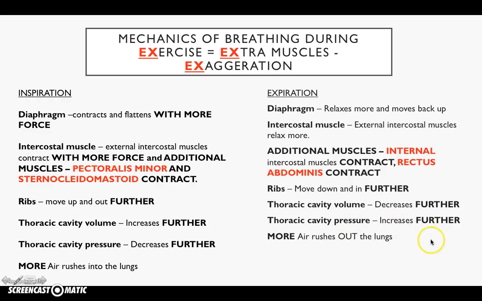More air rushes out of the lungs. Why are these two important? More air rushing into the lungs means more oxygen on board, which means more oxygen going to the working muscles, which means we can perform for longer at higher intensities, reducing fatigue. Expiration, we breathe out more carbon dioxide, which means we can perform for longer at higher intensities, reducing the effect of fatigue.